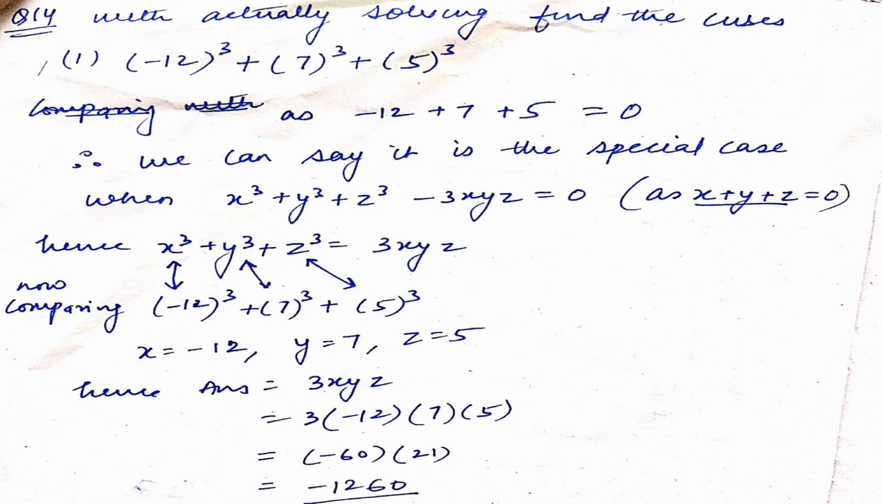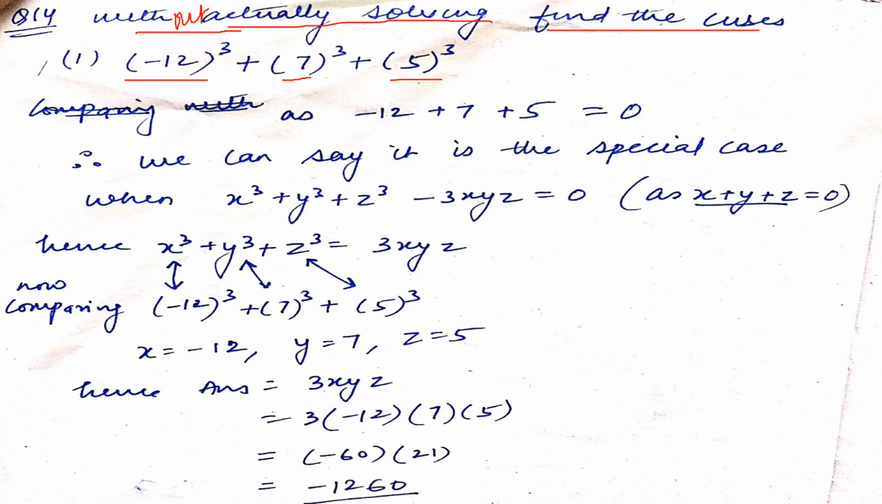Now comes the special case of that formula, formula number 10. It is actually: without actually doing or solving, find the cubes. So I am solving the first part for you. The first part is saying minus 12 cube plus 7 cube plus 5 cube. It is very easy for us if you find the cubes and then add and subtract. But the question has a condition. You don't have to solve actually. You have to use the identities. And you know, only the last identity can be used over here.